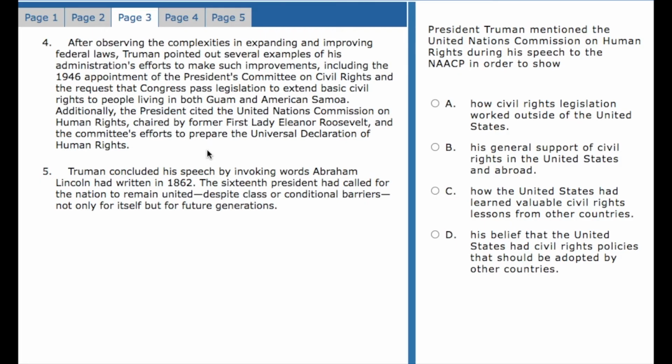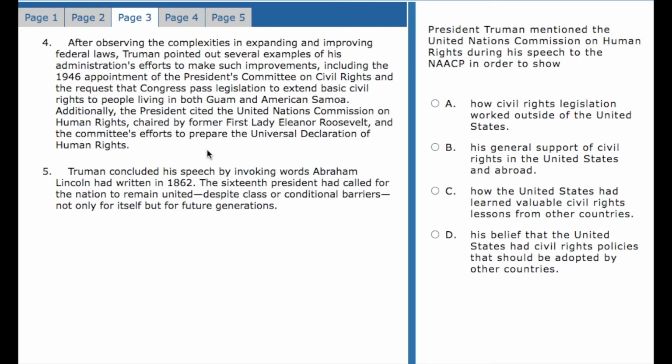After observing the complexities in expanding and improving federal laws, Truman pointed out several examples of his administration's effort to make these improvements, including the 1946 appointment of the President's Committee on Civil Rights and the request that Congress pass legislation to extend basic civil rights to people living in both Guam and American Samoa. Additionally, the President cited the United Nations Commission on Human Rights, chaired by former First Lady Eleanor Roosevelt, and the committee's efforts to prepare the Universal Declaration of Human Rights.